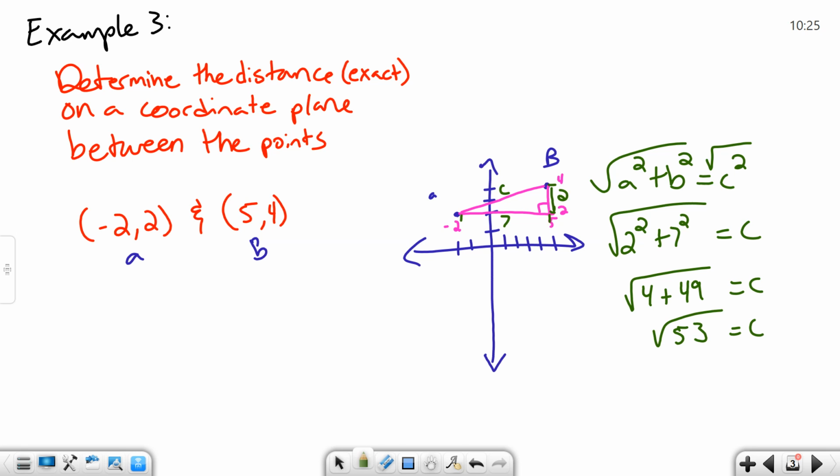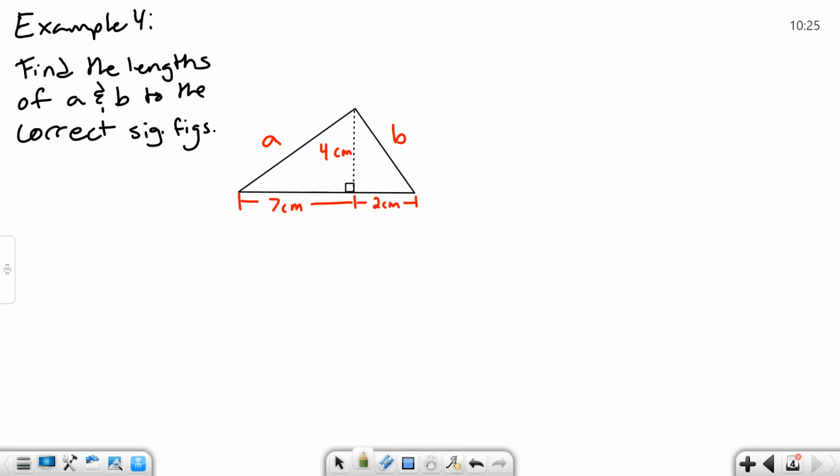Now we've looked at 3 different ways that the Pythagorean theorem might be used, or the types of questions you might see. There is one last problem I want you to try on your own. Find the lengths of A and B to the correct significant figures.